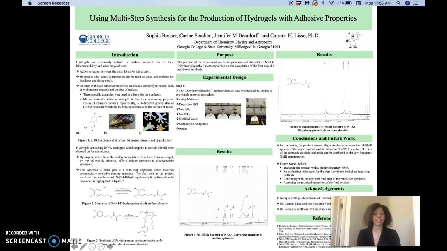Figure 4 is an H-NMR spectra of N,3,4-dihydroxyphenyl methacrylamide. This is the correct H-NMR spectra, and then in figure 5 you can see our attempt and our results. As you can see, they are not the same. We were not successful in creating DMA.